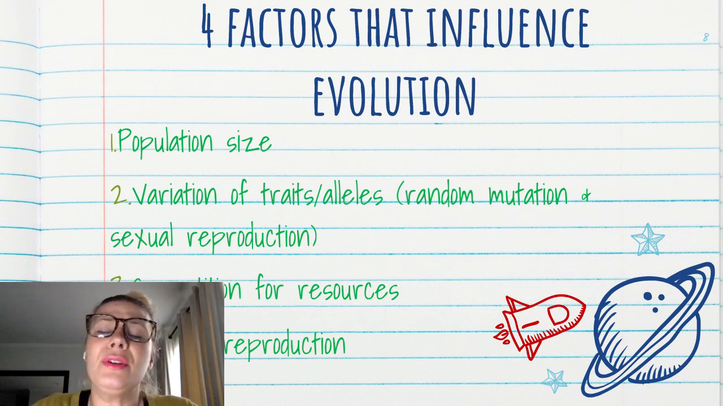The third factor is competition for resources. Organisms that have traits that are well suited for their environment are more likely to be able to get the resources that they need, water, food, shelter, those types of things, in order to survive for a longer period of time and in order to reproduce more. And then the last one is the rate of reproduction. We need to make sure that the population is able to reproduce at a relatively quick or balanced rate so that we can make sure that the population is growing, or at least increasing slowly, not getting smaller.